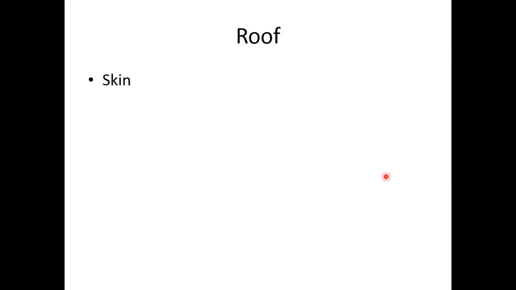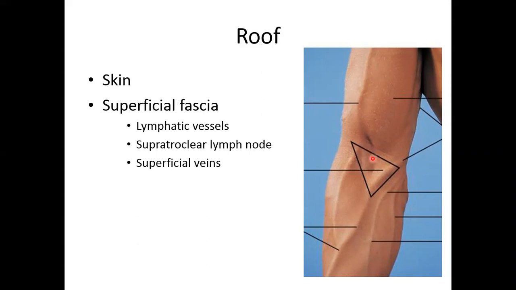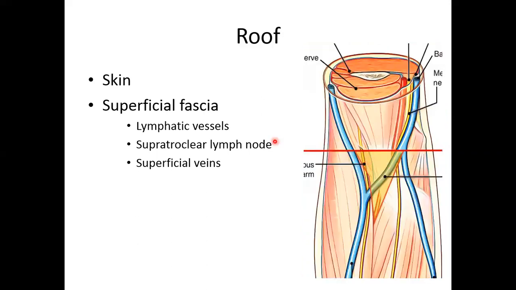The roof of the fossa is formed by three structures, starting from superficial to deep. The first structure, which is the superficial most structure, is the skin. Like anywhere else in the body, the superficial most structure of this cubital fossa is the skin, right? Next, if we remove the skin, we have the fascia, the superficial and the deep fascia, right? The superficial fascia has got some contents: the lymphatic vessels, supratrochlear lymph node, and the superficial veins.